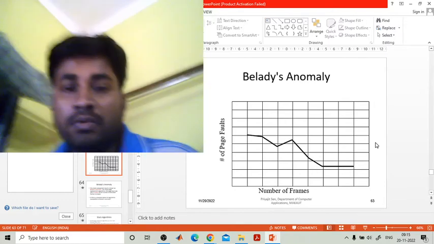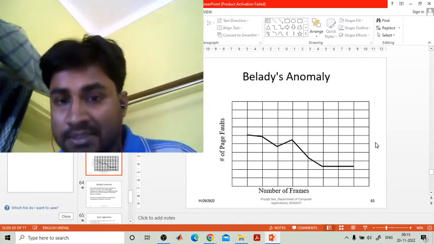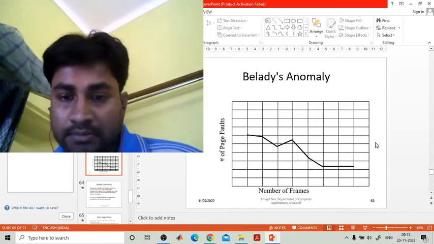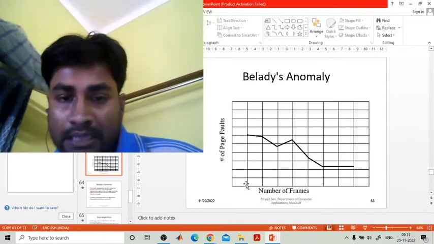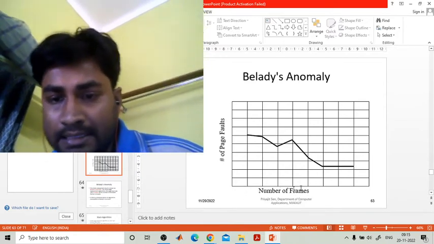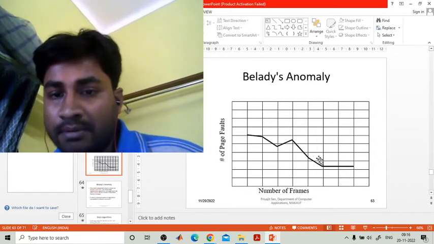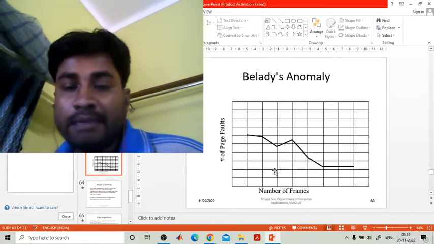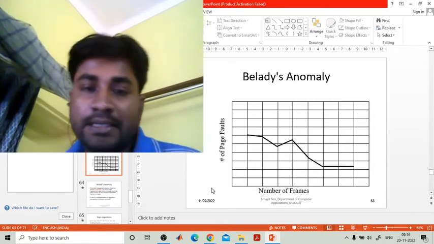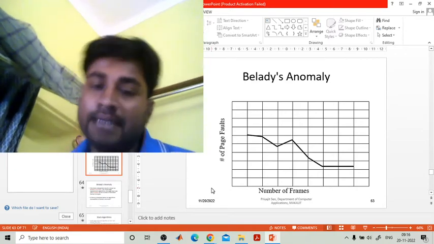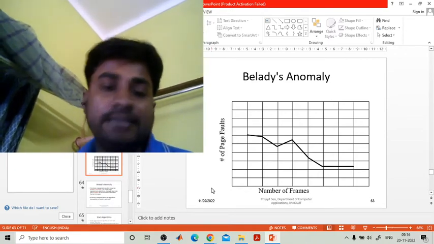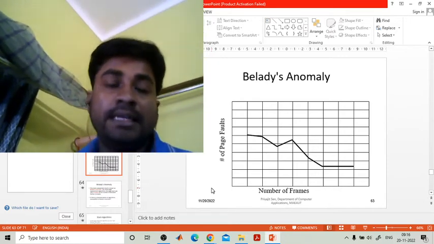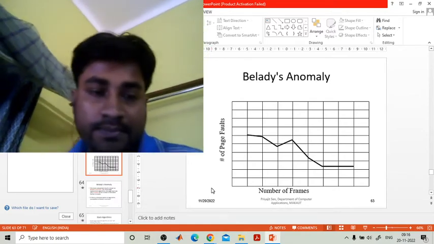So what is our objective actually? The objective is to decrease the page faults. So if the number of page frames is increased in this way, then the page fault count is decreasing here. Okay, so this may happen. This is called Belady's anomaly: generally if we increase the number of frames, page faults will decrease, but sometimes after a certain point, if we increase the number of frames, then the page faults will increase. That is called Belady's anomaly.